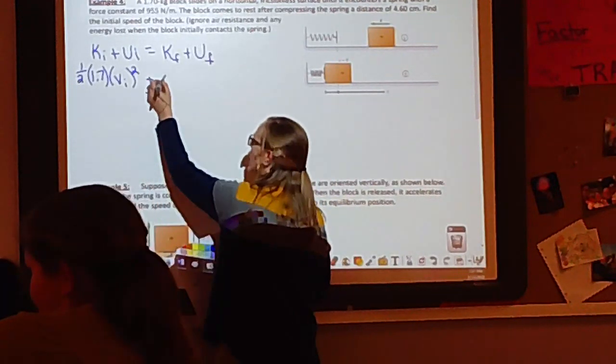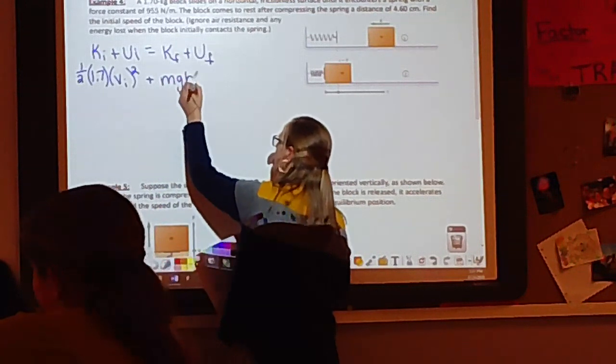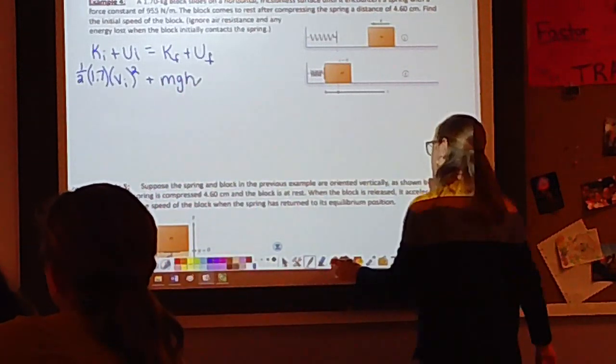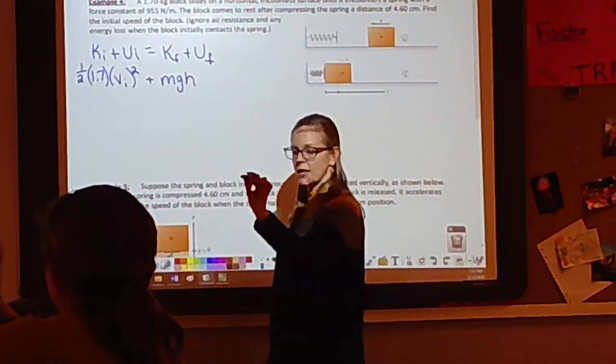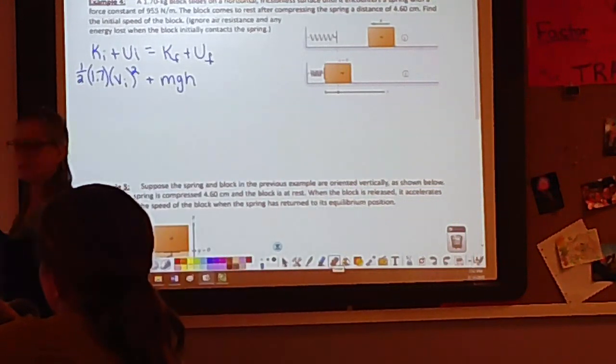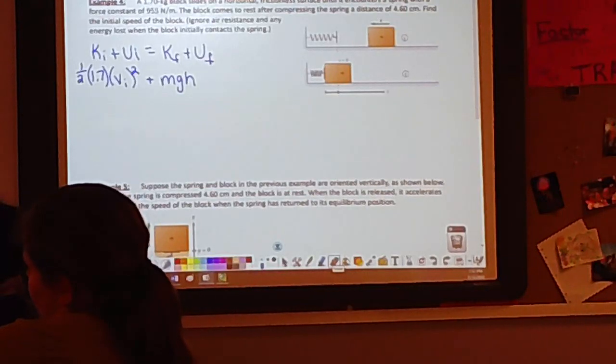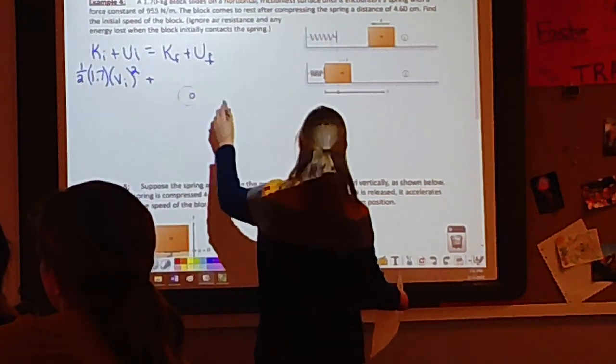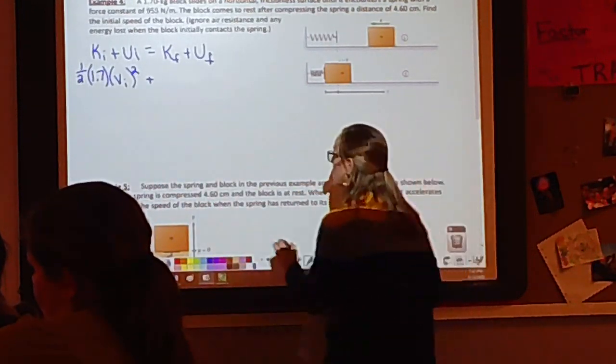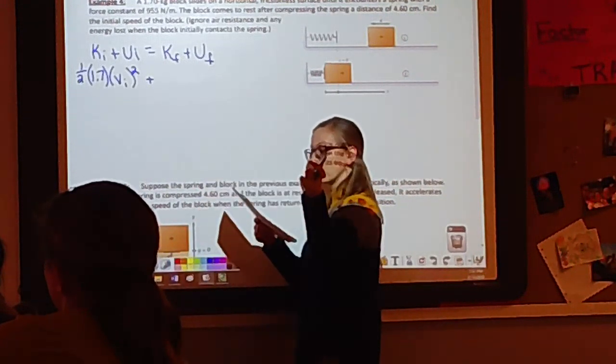Plus, hey guys, I'm gonna write mgh, and then I'm gonna pick up my eraser and erase it when someone tells me why it's not mgh. Because it's not flying, it's not in the air. But there's a different type of potential energy, and that potential energy is elastic energy. So instead of mgh, because we don't have gravitational potential energy, we have 1/2 kx squared.